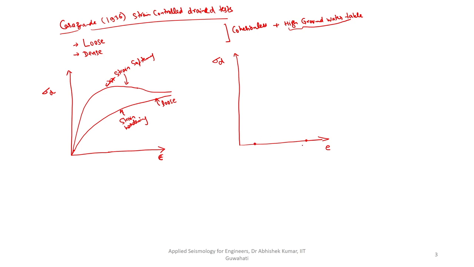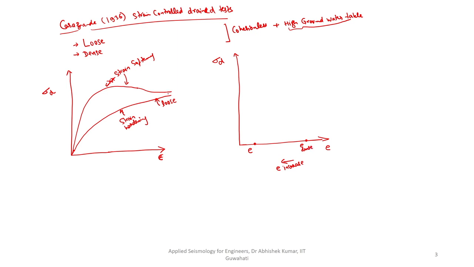Now, here we can see that the void ratio is increasing in this particular direction, e increasing. So, we are saying that as we are moving towards your left hand side, void ratio is increasing. So, you can say this is the void ratio corresponding to dense medium, and this is the void ratio corresponding to loose medium.